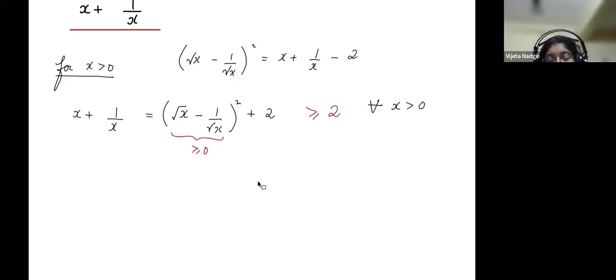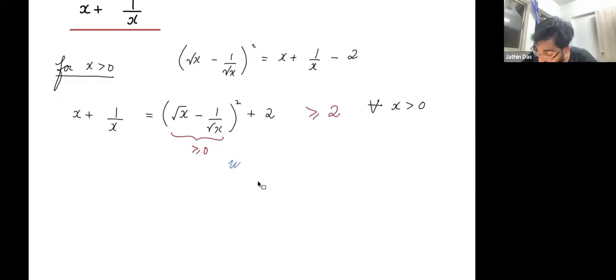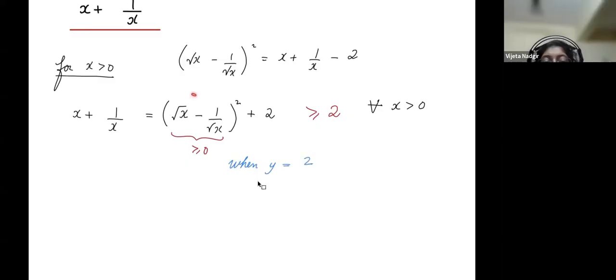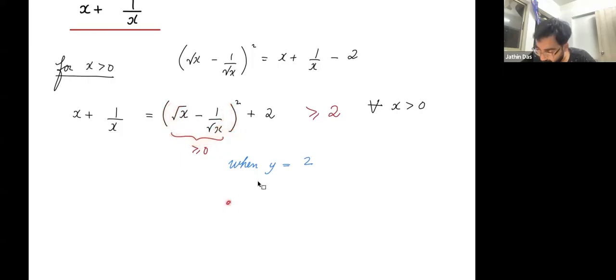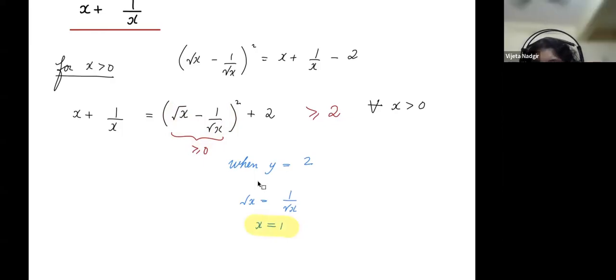Now, when will it be 2? Next question. When will this y be 2? You have to check. When x is 1. Yeah, when this is correct. When you equate these two, hai na? When you equate this to 0. So basically equate that to 2. So x is equal to 1. Okay. And x is equal to 1 is valid, na? Is it defined or is it valid? Valid. So always check this.